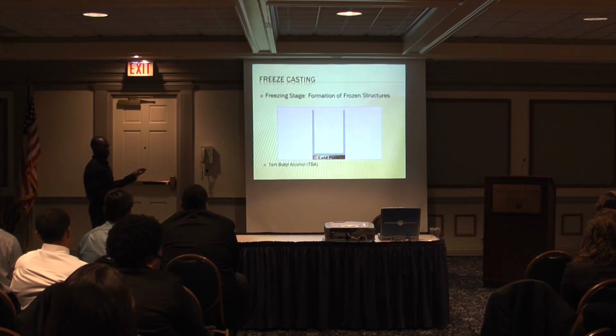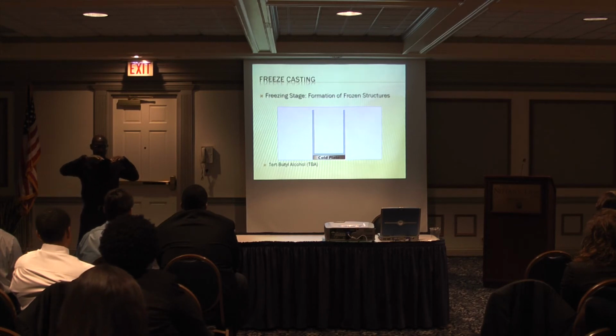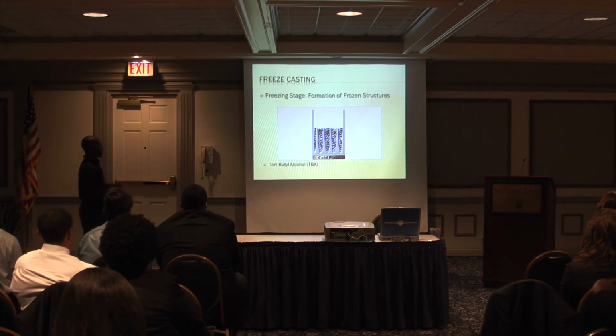Now, tert-butyl alcohol. What happens when tert-butyl alcohol freezes is that these little lumps start to form in our slurry. The liquid slurry starts to solidify and forms these little lumps at the bottom of our slurry, and these little lumps start to grow and grow. And as they grow, they push away those well-dispersed particles that are in our slurry. They push those particles out of the way. What you end up with is that: these columns have formed, and they push particles out of the way.